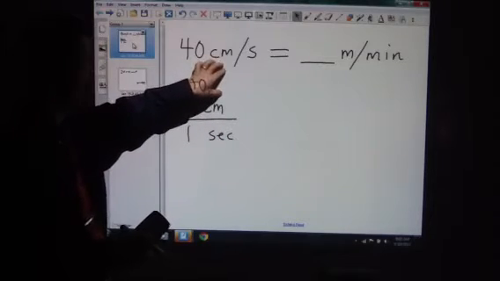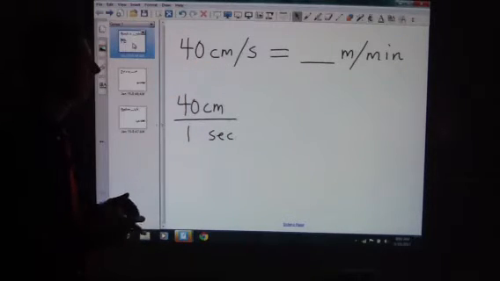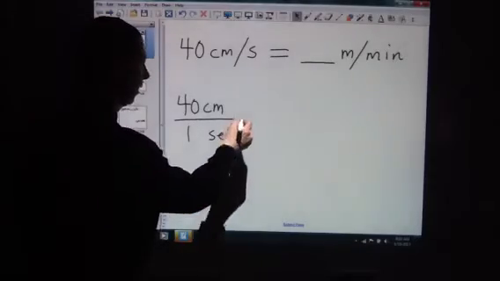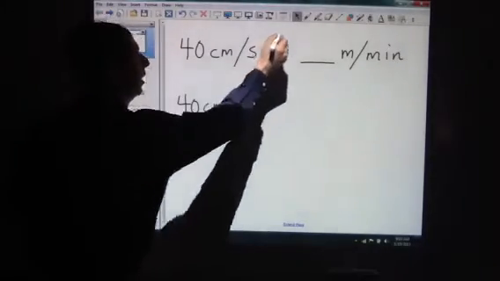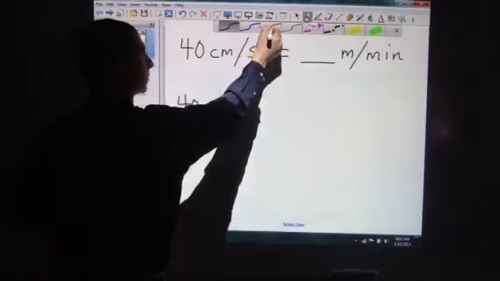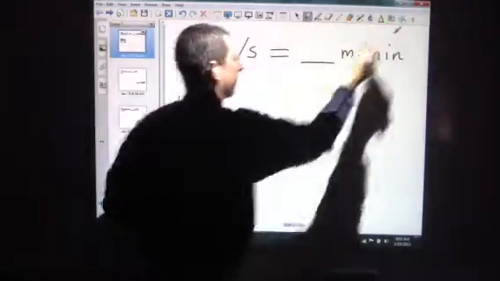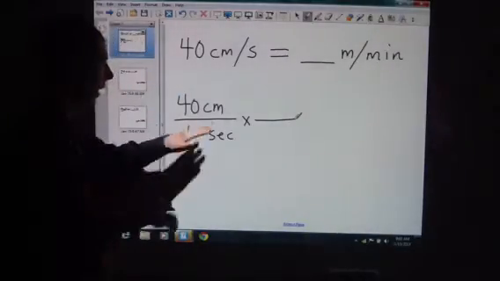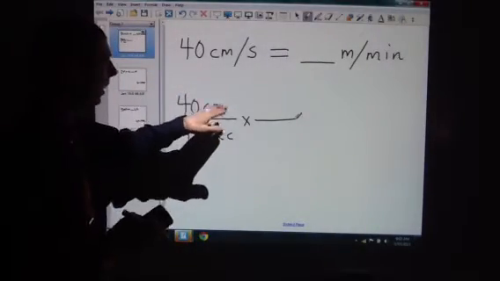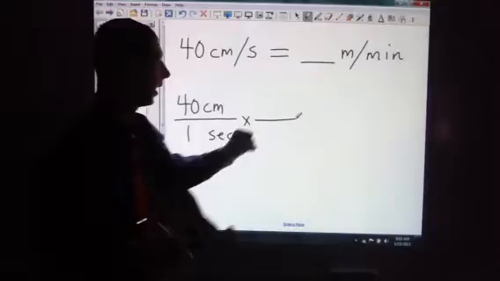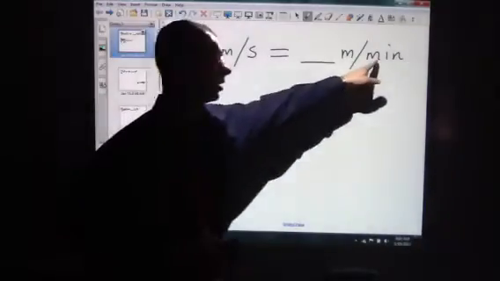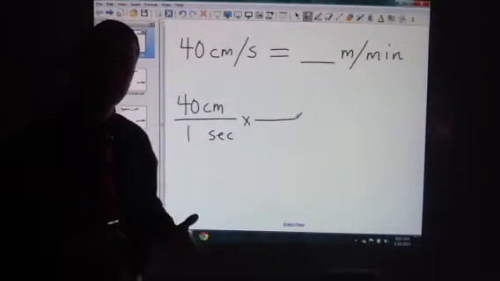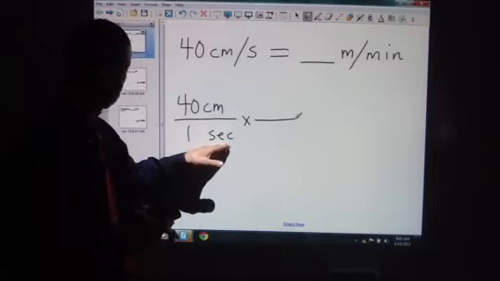Okay, that's what this means right here. Okay, so now what I'm going to use is what's called a unit or conversion factor, which is a multiplication factor here. So I'm going to multiply and I'm going to put a fraction bar. Now I need to get rid of centimeters and get it changed to meters, and I need to get seconds changed to minutes. And I only can do one of them at a time. So I'll do seconds to minutes first.